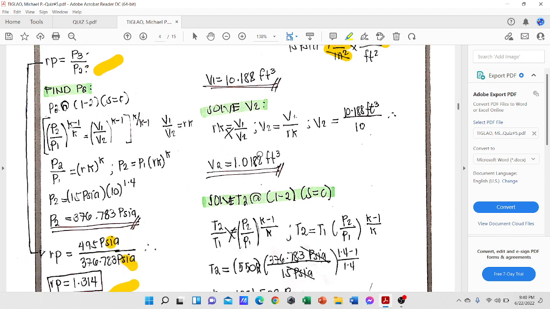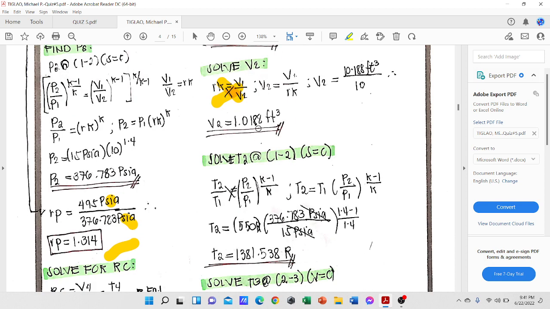So, volume 2, kukunin natin. Sa volume 2, ginamit ko yung RK formula since nakuha naman natin yung volume 1. Given yung RK natin, makuha natin yung value ni volume 2. So, cross multiply lang. Yung final formula natin is V2 is equals to V1 all over RK. So, substitute. Yung V1, 10.188, then yung RK is 10. Therefore, yung V2 natin is equals to 1.088 cubic feet.